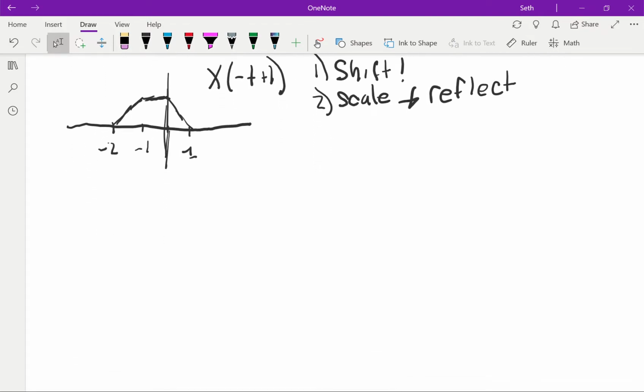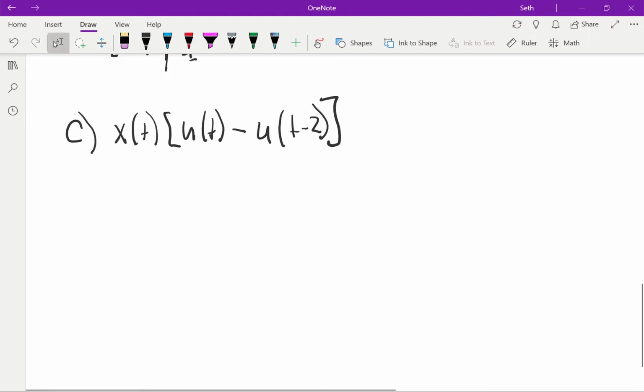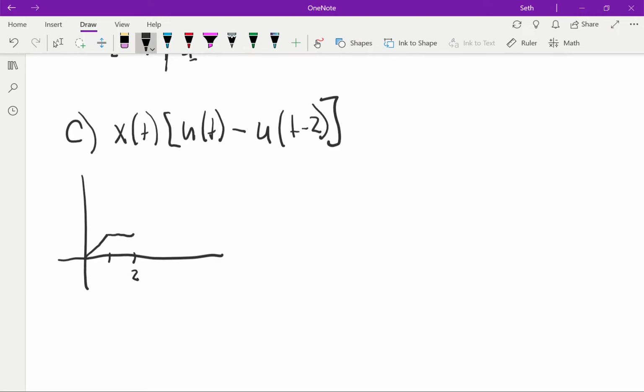Okay, C is given by x of t times u of t minus u of t minus 2. Okay, so x of t is of course given again as that.